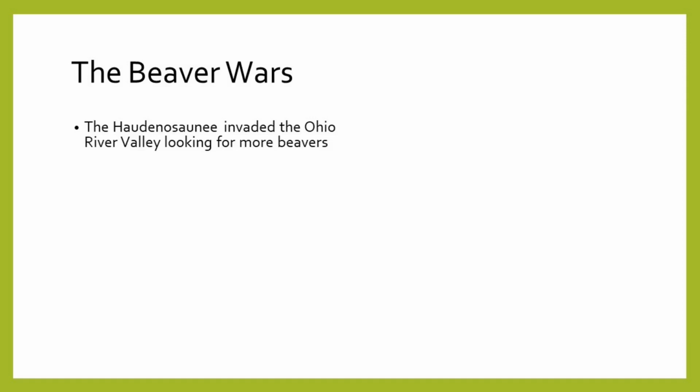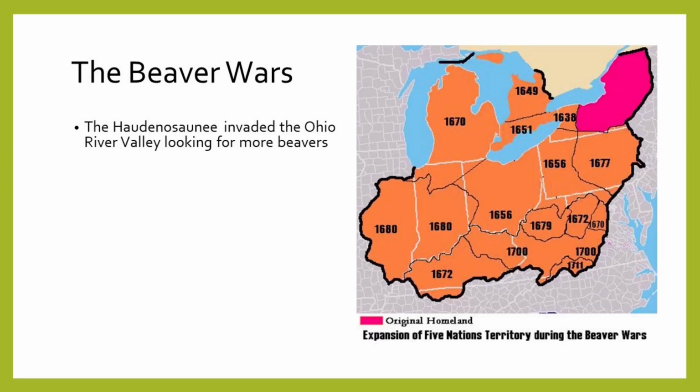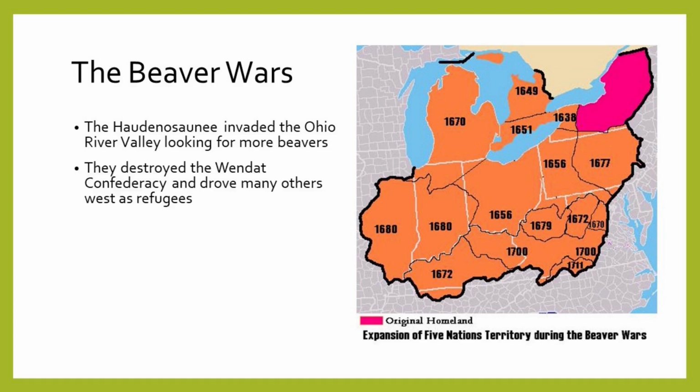The first part of these so-called Beaver Wars went extremely well for the Haudenosaunee, and they wound up controlling an area that encompassed 6 or 7 modern U.S. states. However, this was actually disastrous for most of the other indigenous people in the Great Lakes region. The Wendat Confederacy, for example, was essentially destroyed, and many other tribes were forced west as refugees.